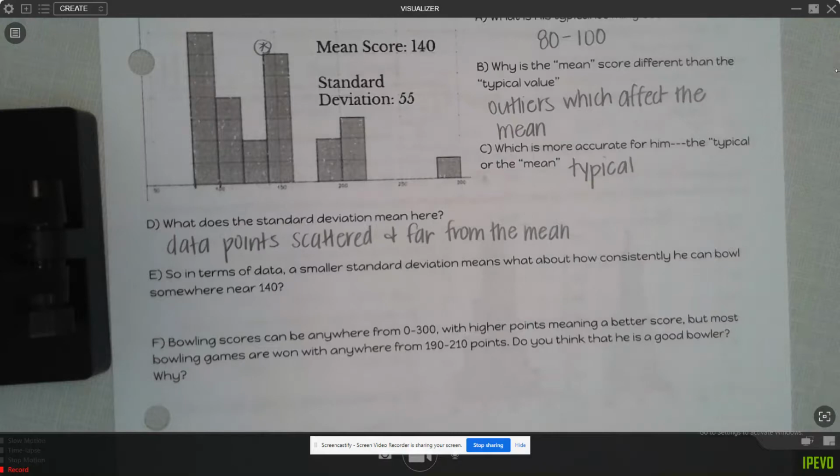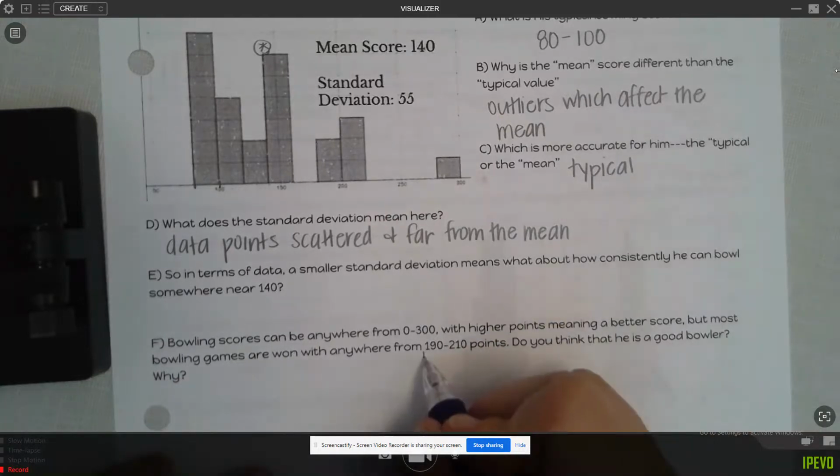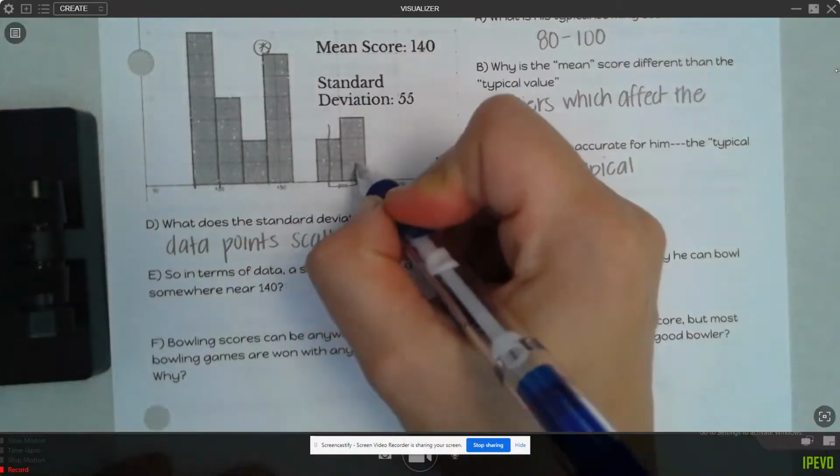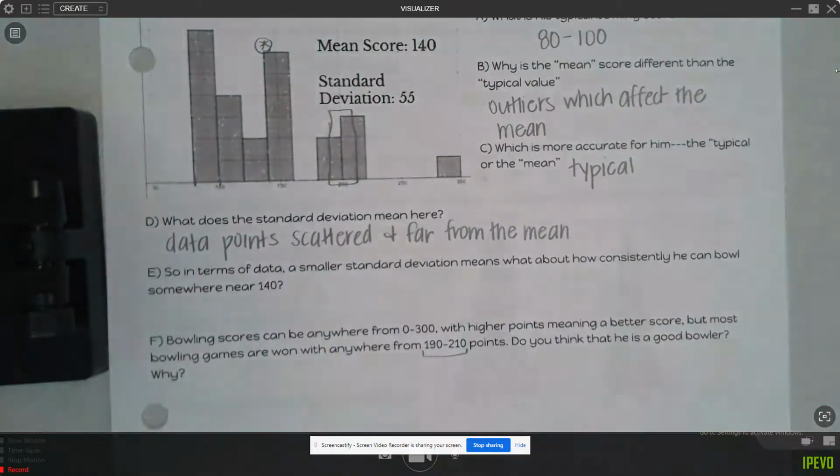So F, bowling scores can be anywhere from 0 to 300, with higher points meaning a better score. But most bowling games are between 190 and 210. So 190 and 210 is from here to here. That's where most of them are.